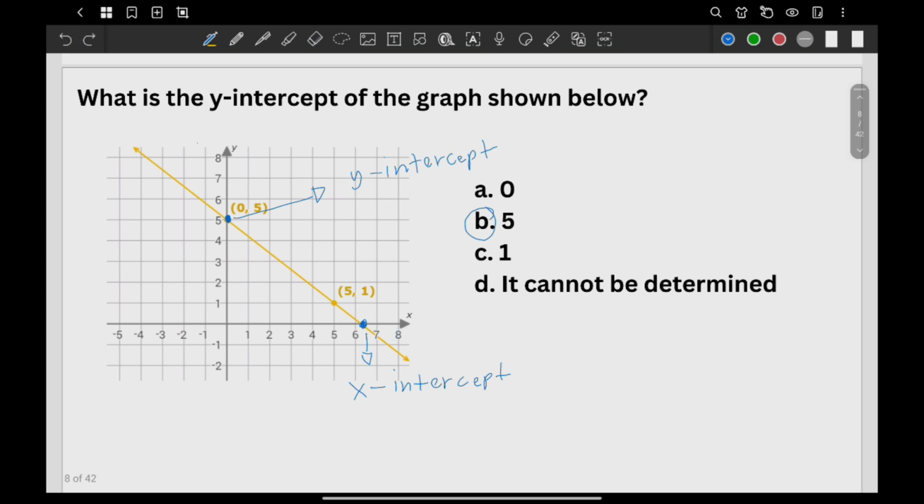So it could be like 6.2 or 6.3. Anyway, going back to the question, y-intercept. So the answer here is going to be 5. I hope it's clear already.